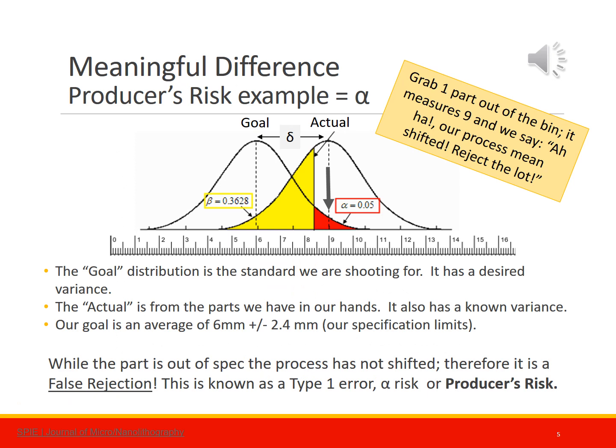So let's think about this in terms of distributions. There are aspirationally hoped for distributions, and then there are hard, cold reality distributions. Looking at the above distributions, the goal distribution, that's our aspirationally hoped for, is the standard we're shooting for. It has a desired variance and a desired average. Now the actual is from the parts we actually have in our hands. It's the hard, cold fact distribution. It has a known variance and a known average.